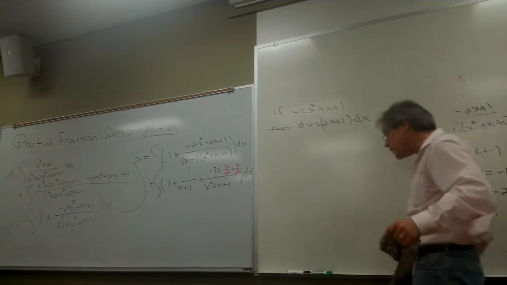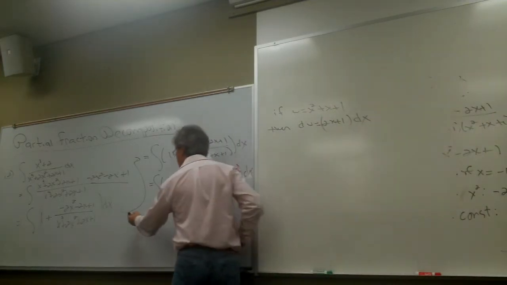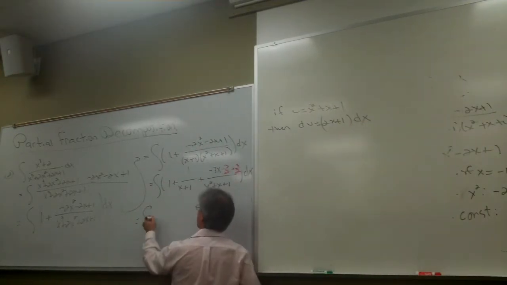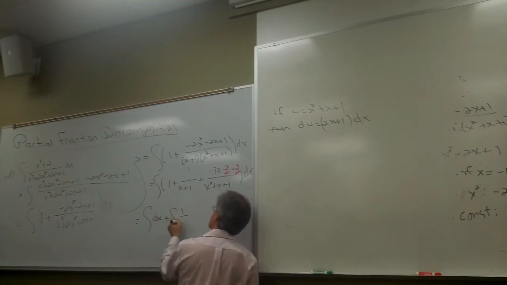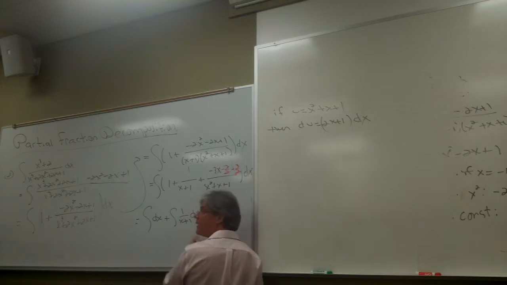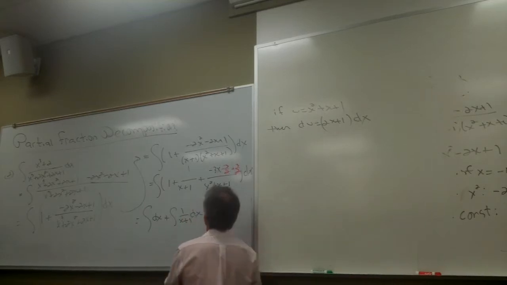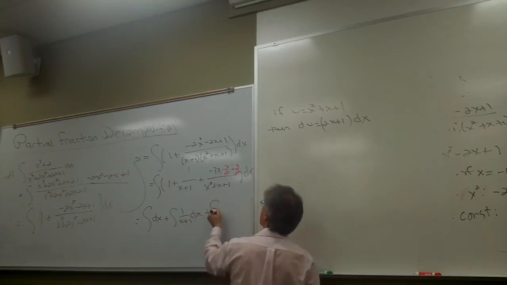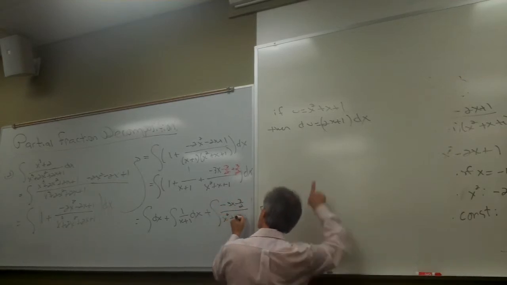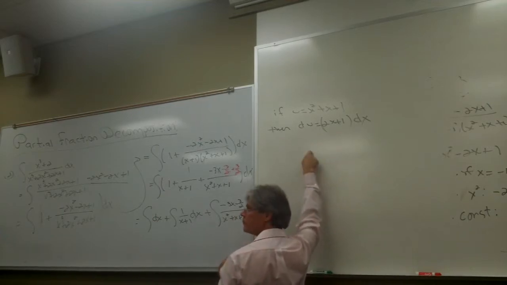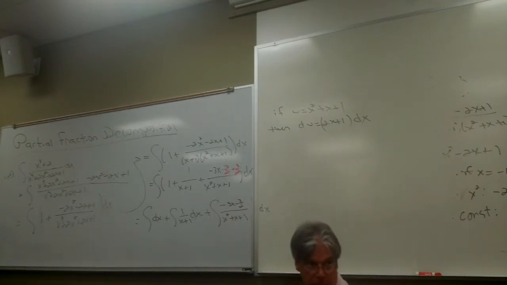Now the beauty behind this is now I have the integral of 1 with respect to x, piece of cake, you said, plus the integral of 1 over x plus 1 with respect to x, piece of cake again, you said, plus the integral of my negative 3x minus 3/2 over x squared plus x plus 1, which I hope you agree at this point, with my u-sub, is a piece of cake.